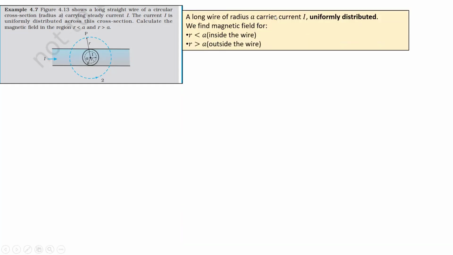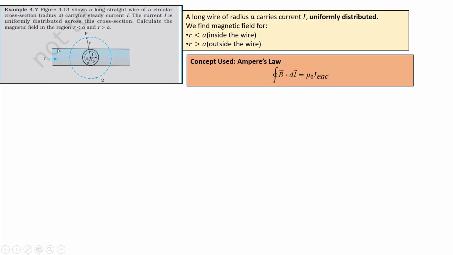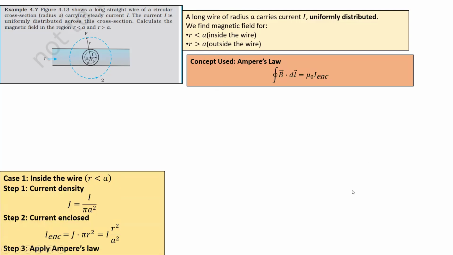A long wire, radius is A. This wire, its radius is A. It carries the current where it is uniformly distributed. What we have to do? We have to find the magnetic field in two regions. One is inside the wire and another is outside the wire. R is less than A and R is greater than A. Okay. Which formula? Here we have to use Ampere's law. Integral B dot dl equal to mu 0 into total current I enclosed.